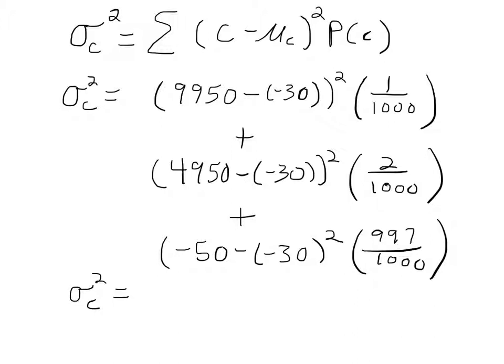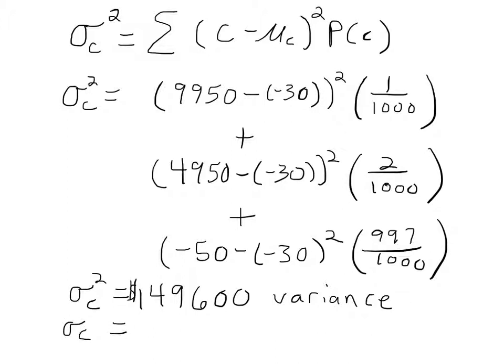And I get that it is 149,600. That is the variance. Write that down, that's the variance. And if I square root that, I get the standard deviation, which is $386.78. That is the standard deviation.